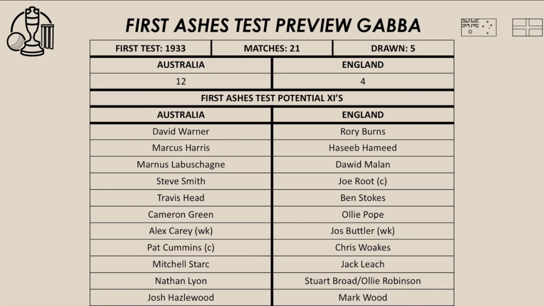Let's have a look at England's potential 11 for this first Ashes test at the Gabba. Burns, Hameed, Malan, Root, Stokes, Pope, Buttler, Woakes, Leach, Broad or Robinson, and Wood.